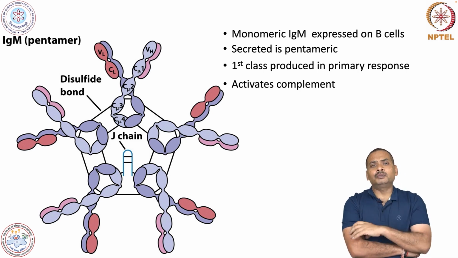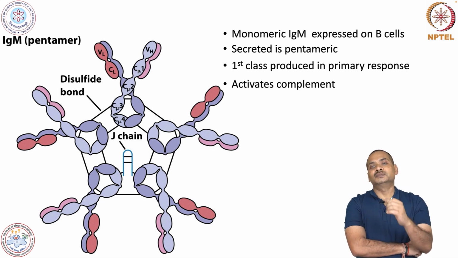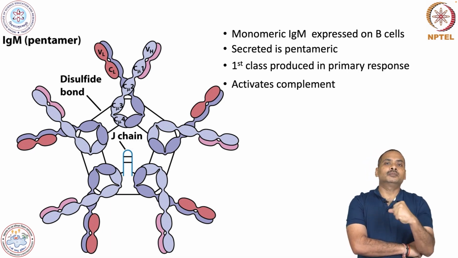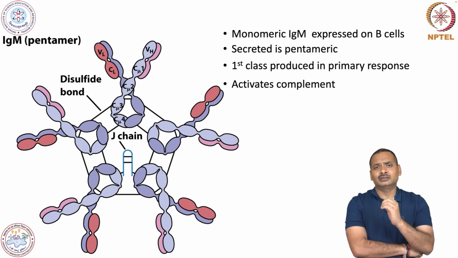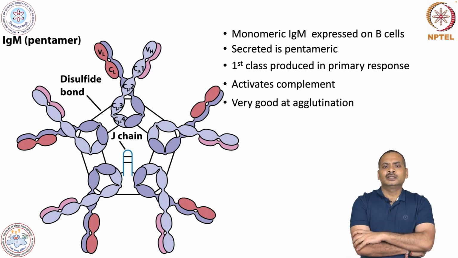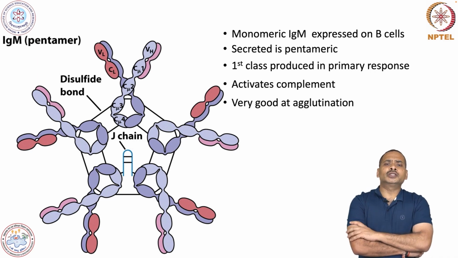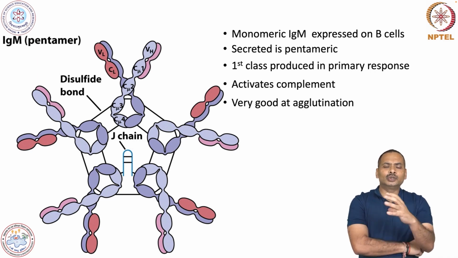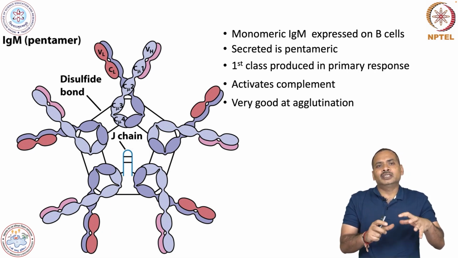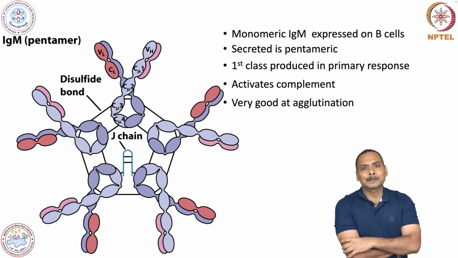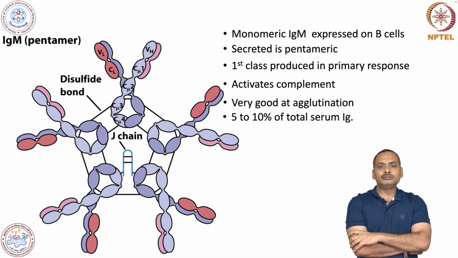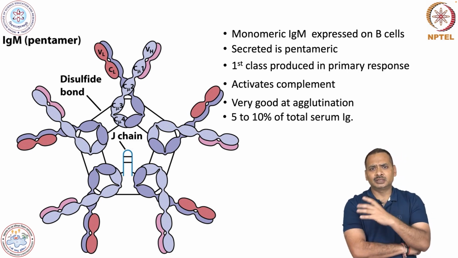So that I have already told you. It can activate complement. I have explained that it has more potential to activate the complement compared to the other antibodies, that is IgG. This has a very good agglutination property. IgM agglutination is just something like it will cross link several molecules and make a kind of clump, or agglutinate. And this constitutes about 5 to 10% of total serum immunoglobulin.